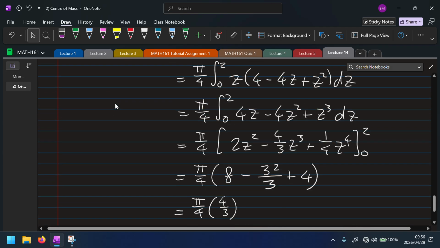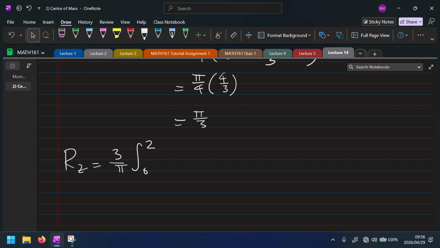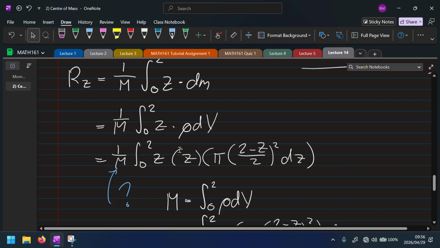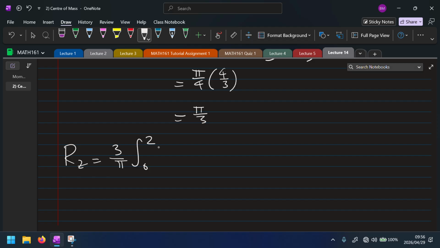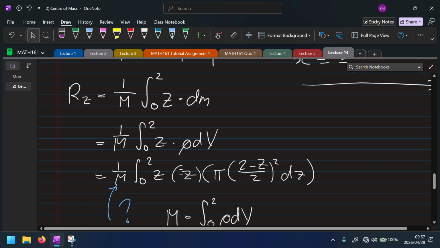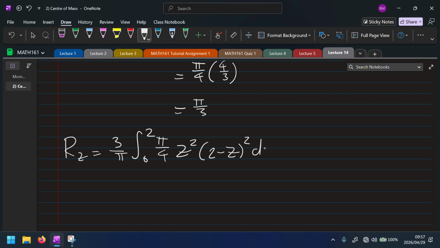Okay, so we've got m now. That's pi over 3. So we flip that around, integral 0 to 2. Okay, let's simplify this if we can. So we're going to have pi over 4 from here. We can take that out. Pi over 4. We're going to have z squared from this first part, and then 2 minus z all squared from the second part. Okay, again in the test and exams, this would then be your part 2, after calculating the mass.